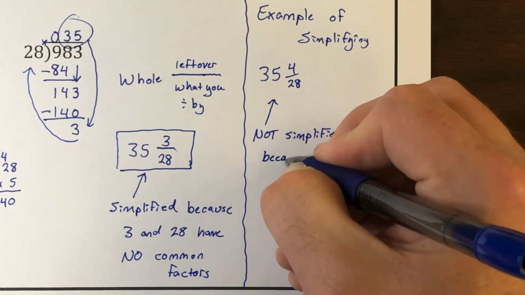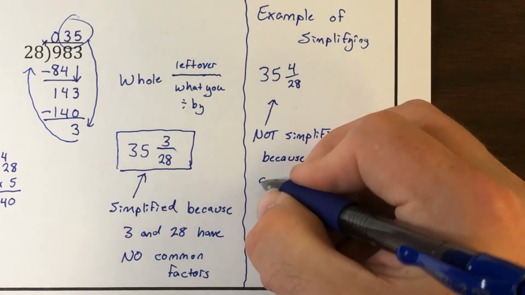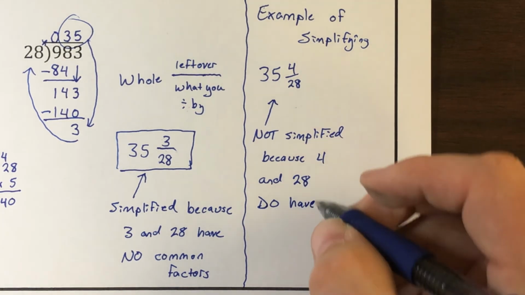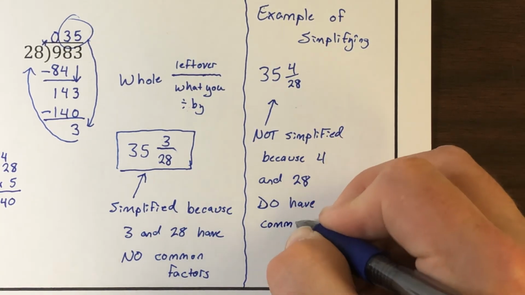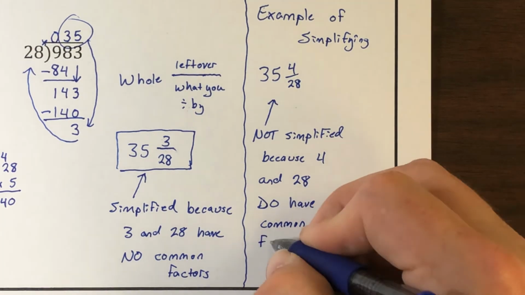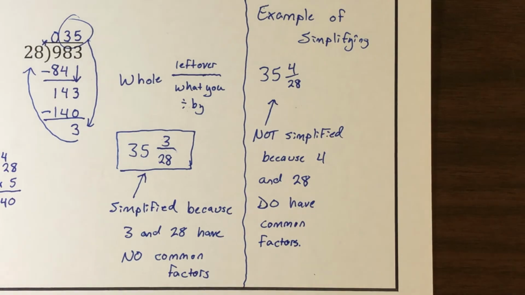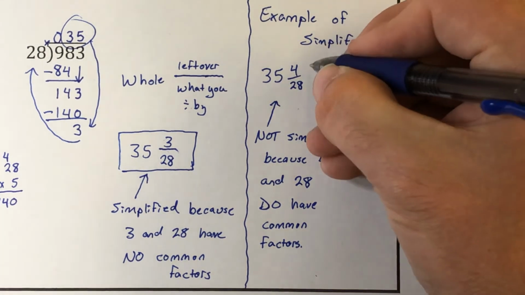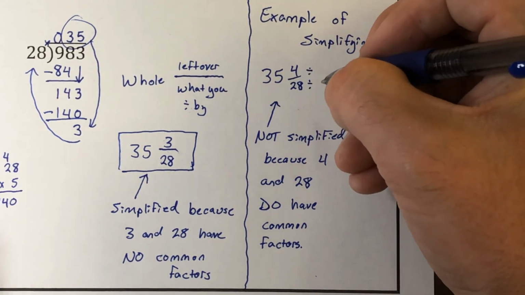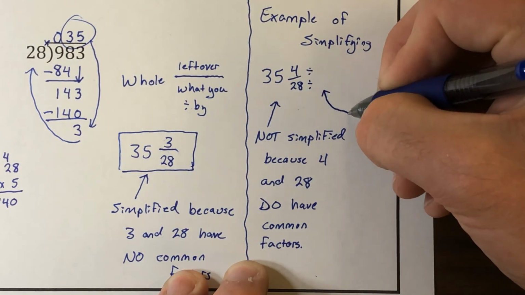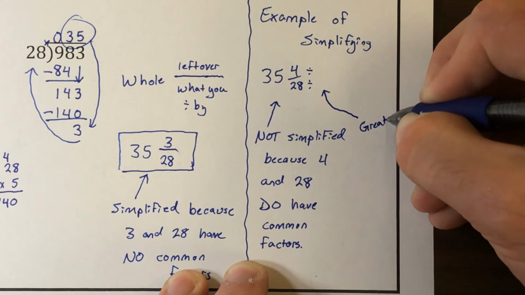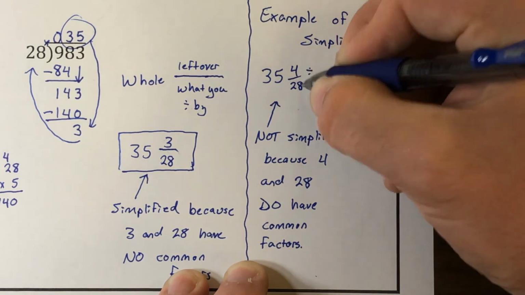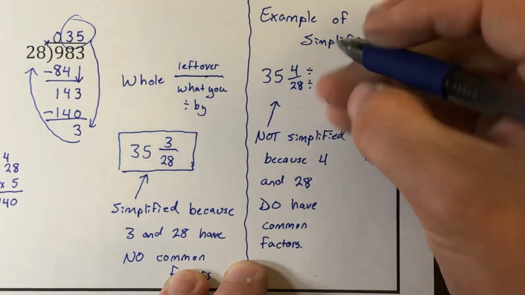because 4 and 28 do have common factors besides 1. Everybody shares 1. So what do you do? Well, you divide the numerator and the denominator, the top and bottom number, by your common factor, preferably the greatest common factor. So what is the greatest common factor of 4 and 28? Well, the largest number that will go into 4 and 28 is 4.